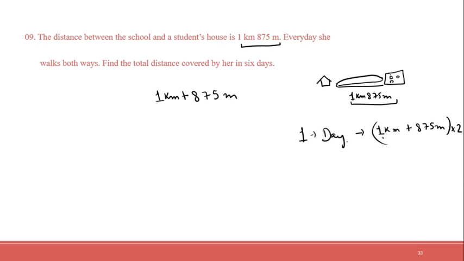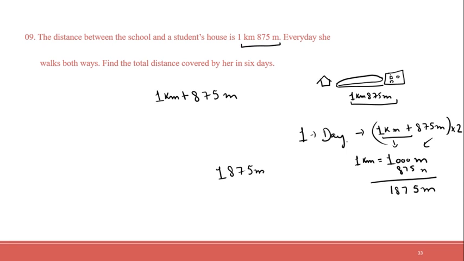Let's first convert this kilometer into meters only. 1 kilometer is equal to 1000 meters. So 1000 meters here plus this 875 meters. So the total distance for one way is 1875 meters. So 1875 meters is the one-way distance. We multiply it by 2.